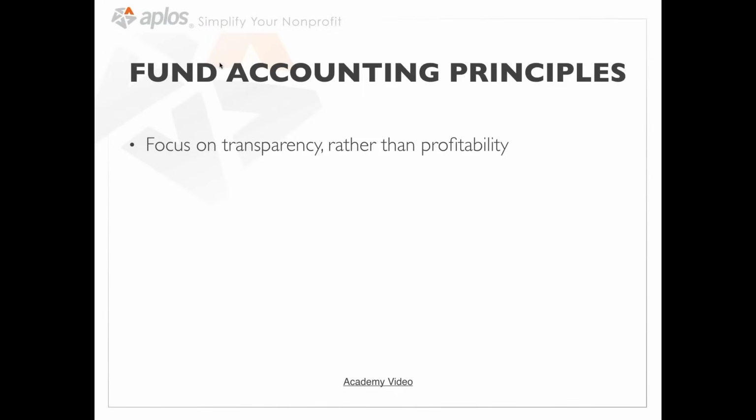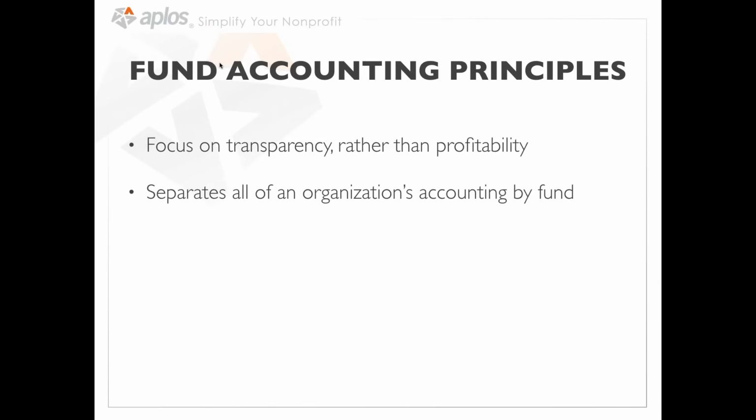That way, if someone ever asks, "Hey, I donated $1,000 to you that I wanted to be designated towards this specific thing. Was it used for that? Or do you still have it? And is it earmarked for that?" So the whole idea behind fund accounting is transparency. It's accountability rather than just generating profit.